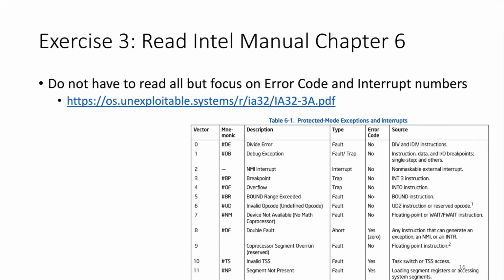And for exercise 3, it says you need to read chapter 6 of the Intel manual, but it's quite long, so you don't have to read it all. But please refer to the manual for that part, or this table, whenever you are not clear about how interrupt handling works. For example, to identify whether the interrupt has an error code or not, we can refer to this column of this table.